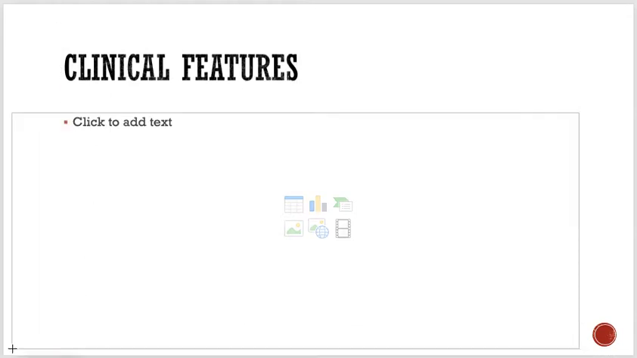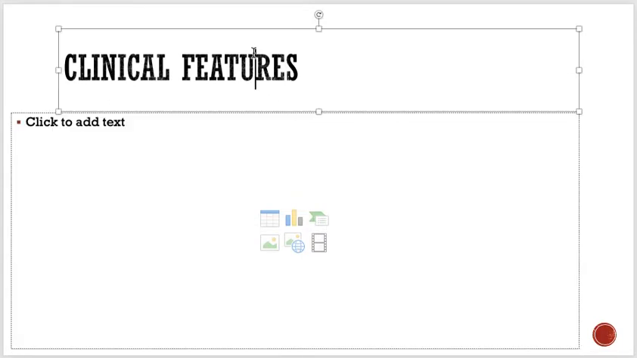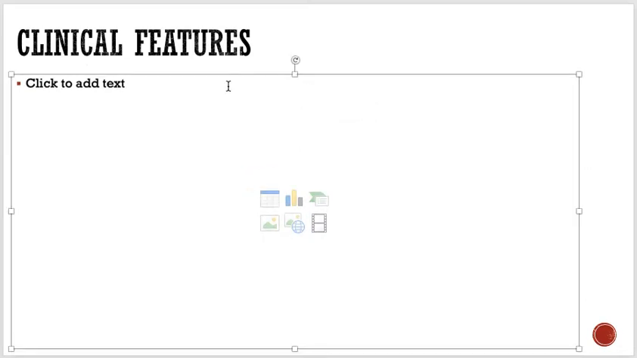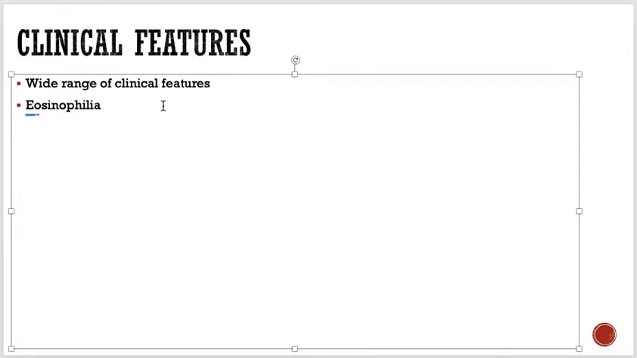So now the first thing to mention over here is there is a wide range of clinical features. Some of the patients have very few symptoms, number one. Some of the patients do have symptoms, but the most common finding in the labs is eosinophilia. Eosinophilia, or you can say the eosinophils will be raised, right?